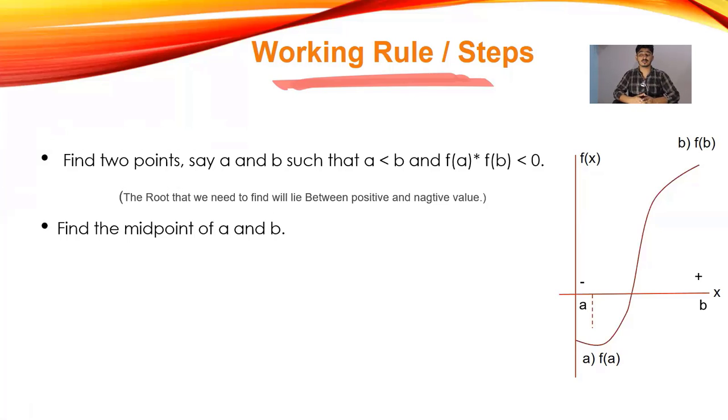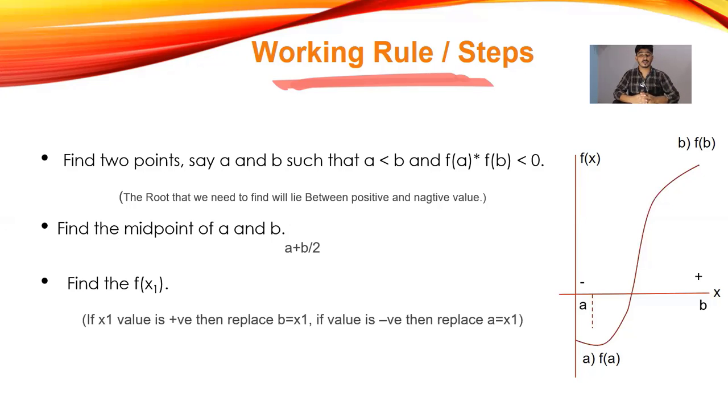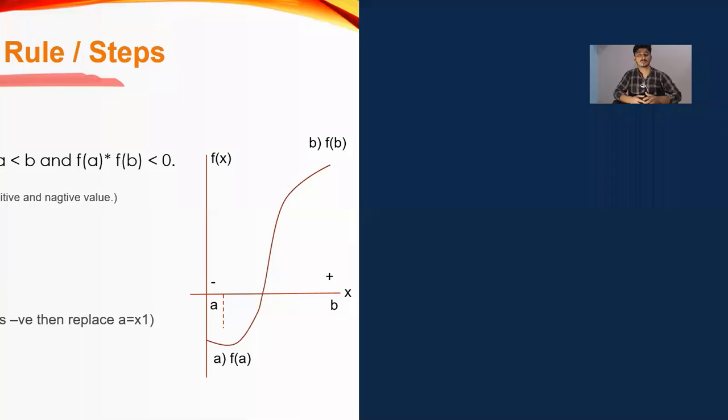The second rule of the bisection method is to find the midpoint of A and B. This is the formula for the midpoint: x1 equals A plus B upon 2. The third rule is to find f of x1. If the f of x1 value is positive, then replace b with x1. If the value is negative, then replace a with x1.